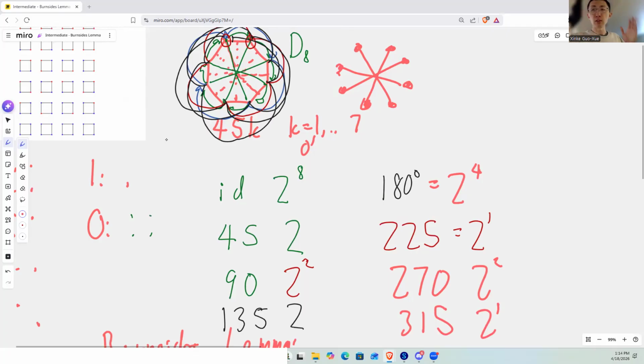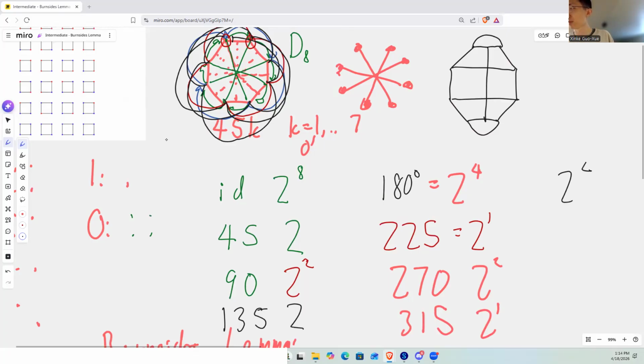Okay, so now what about the reflections? Well, if we reflect here, this gets sent here, this gets sent here, this gets sent here, and this gets sent here. So that means we have 2 to the 4th. And there are 4 of them. Well, I'll let you think for a sec.